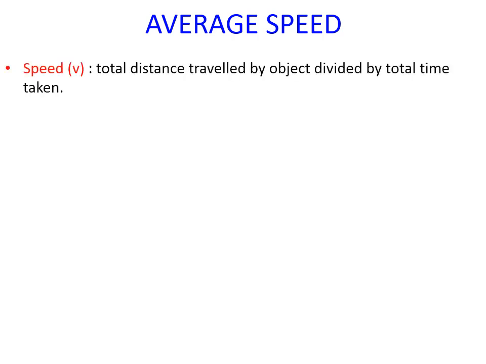Talk about speed. In our previous meeting, speed is symbolized by v. Speed is defined as the total distance traveled by an object divided by the total time taken. Because of that, speed is formulated as v equals s per t.